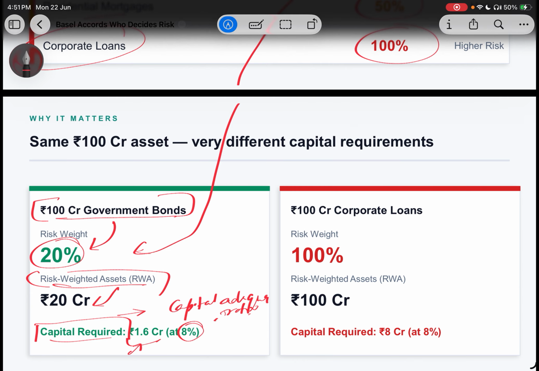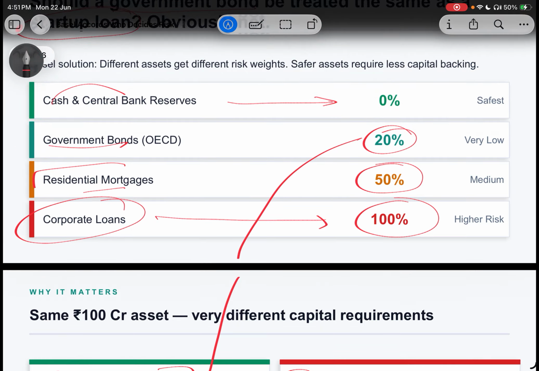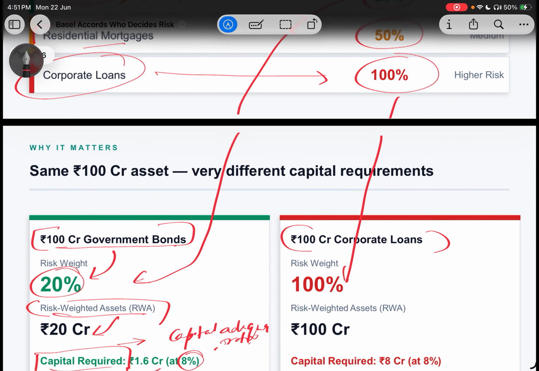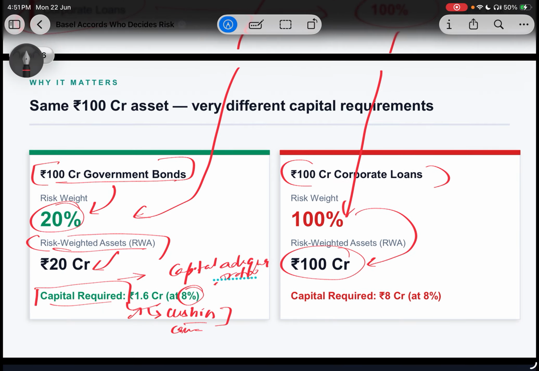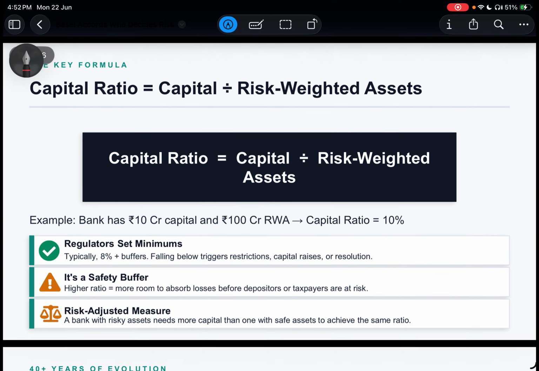So, for government bonds, this is the equity, right? This is a safe question when we're talking about assets, right? But when we're talking about corporate loans, the risk weight was 100, right? Now, the risk weighted assets would be 100 crores, that is the entire amount, right? So, with an 8% CAR, capital adequacy ratio, you need a cushion of 8 crores, which makes sense keeping in mind how risky the corporate loans actually are, right?